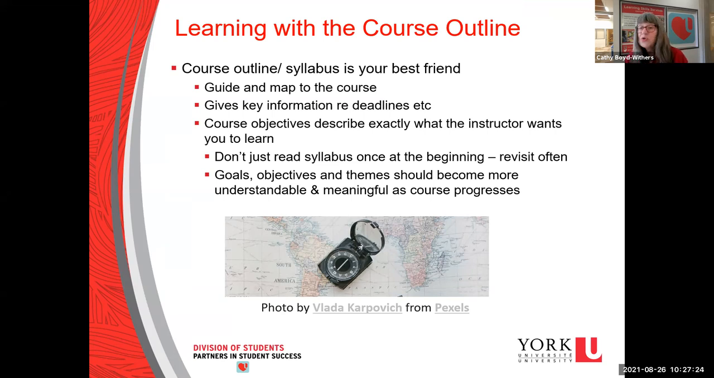All those different goals, the objectives, the themes of the course, they should become clearer to you, much more meaningful as the course progresses. So it's also a good way of monitoring your learning in a broad sense. If, 4 weeks into the course, you take a look again at those objectives and it still doesn't make any sense to you, it probably means you're not quite grasping what the prof wants you to learn. So then it might be worthwhile digging in a bit deeper or going to talk to your TA or your professor or whatever.